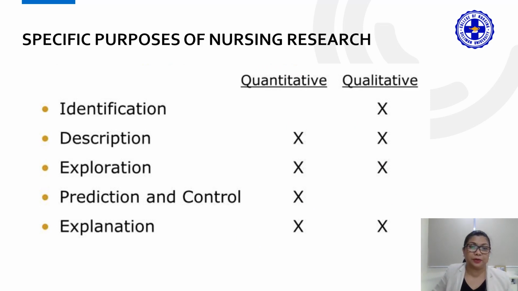So if you look at the specific purposes of nursing research: identification, description, exploration, prediction, control, and explanation. All right, so for identification, it's qualitative research, identifying the phenomenon. Both could be descriptive. Both types of research, quantitative and qualitative, could be exploratory. But if you want to predict and control, then that is the quantitative research framework or paradigm. Explanation could be both, right? So it has the same purpose except for identification and prediction and control, but the methods and methodologies differ.